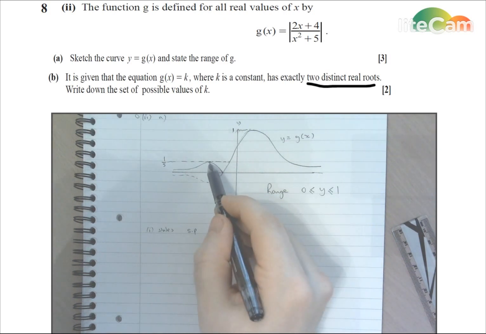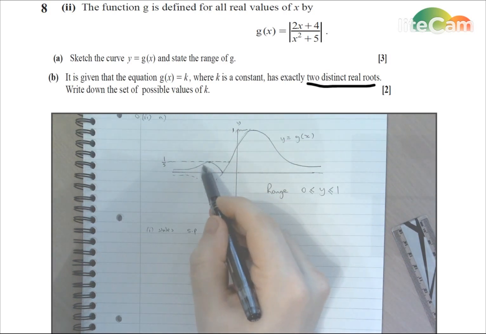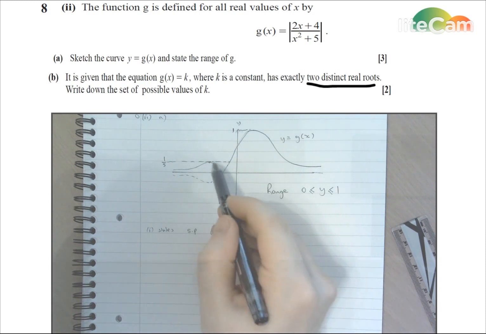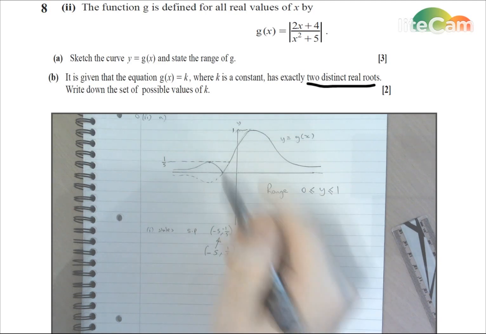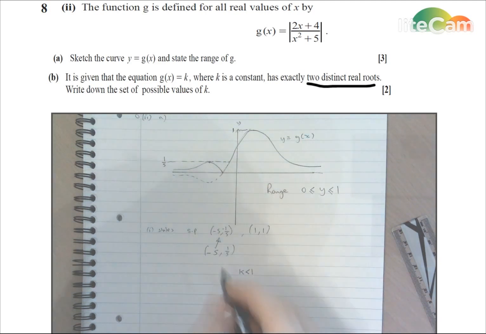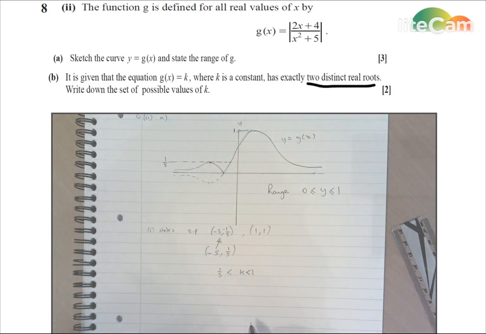Down here, if it's smaller than 1/5, we have 3 roots. Okay. If it's 1/5, we have 3 roots again. So it must be bigger than 1/5. It can't be 1/5 here. So our final answer for this, for the set of possible values of k, is between 1/5 and 1. You mustn't have greater than or equal to signs here. That's wrong. You'd lose marks for that.